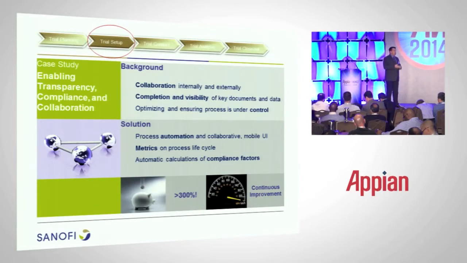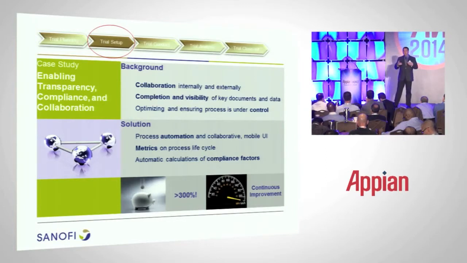So what's the solution? Using Appian, we simply automated this process, which is in fact quite a simple process in the end when you see it, and put on top both a collaborative and mobile user interface, which really speaks to the way of working for these folks. That's, of course, very important, but what's also very important about this example is that it started to give metrics.